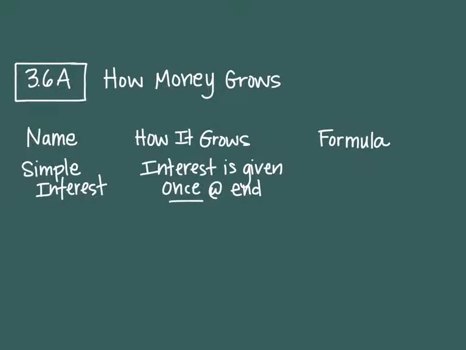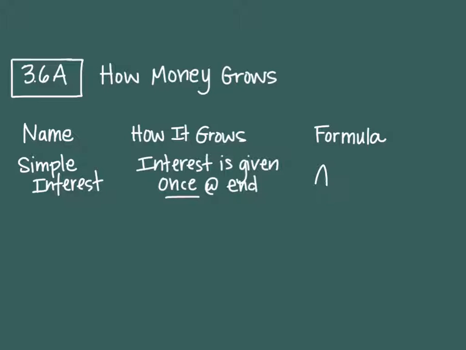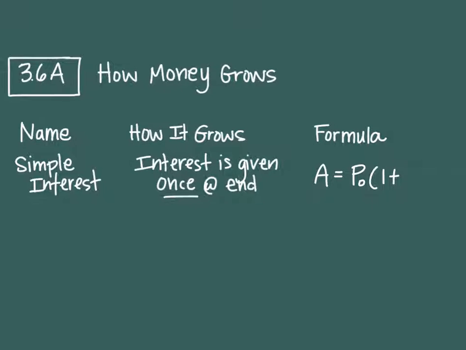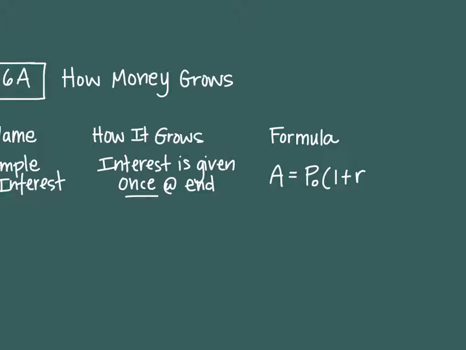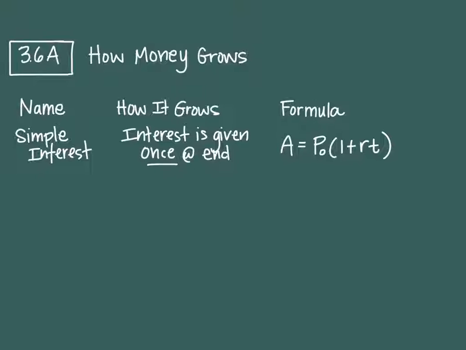Its formula is also the simplest formula. A stands for the amount you get back. P sub 0 stands for the amount that you put in, your original principal amount. Then 1 plus R. You never want it to be 1 minus R. That would be a bad situation for you. That would be called the Great Depression. So we want 1 plus R. And then we have time, and this is the simplest place where time is. It just goes right next to R. So that is the simplest formula we've got for how money grows.